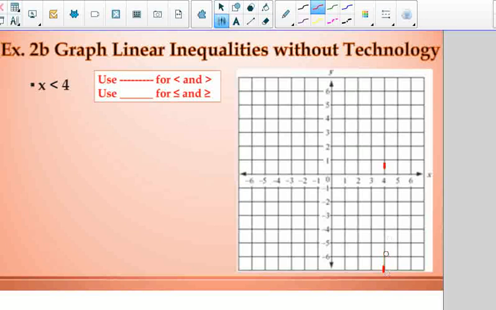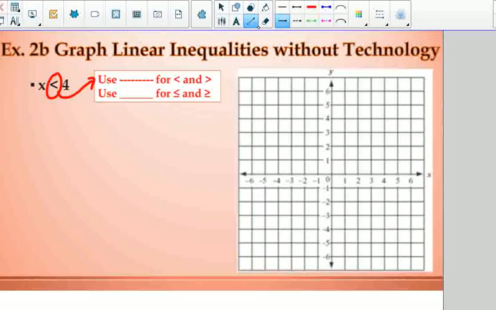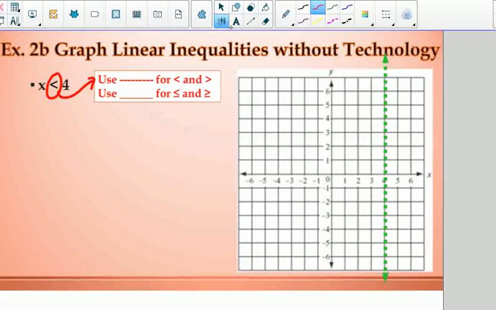And I have to use a dotted line, because the rule is if it's less than or greater than, I use a dotted line. So I'm going to use a dotted line to draw my graph. This is still going to be on 4. So I have a dotted line on here. Now it says it's got to be less than 4.